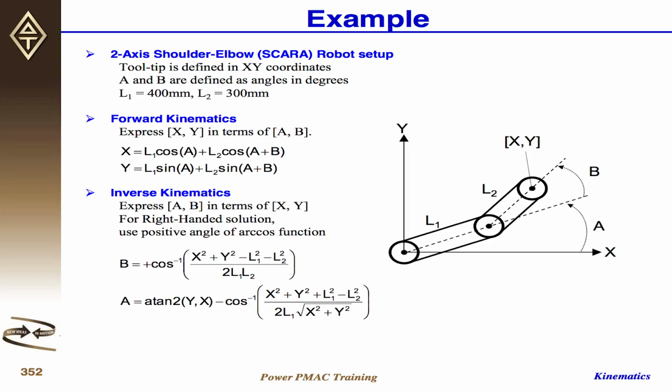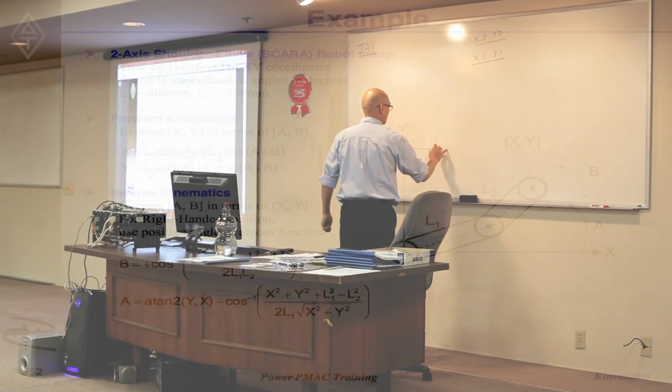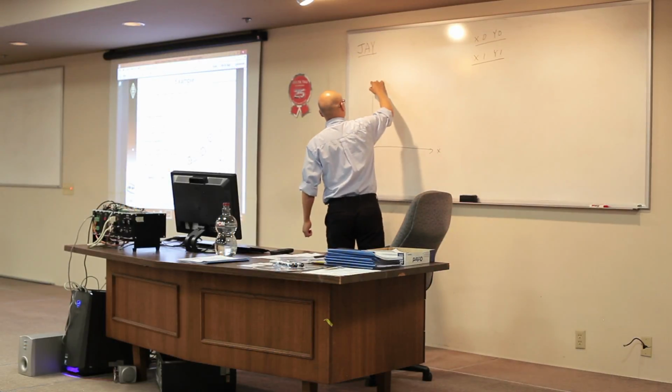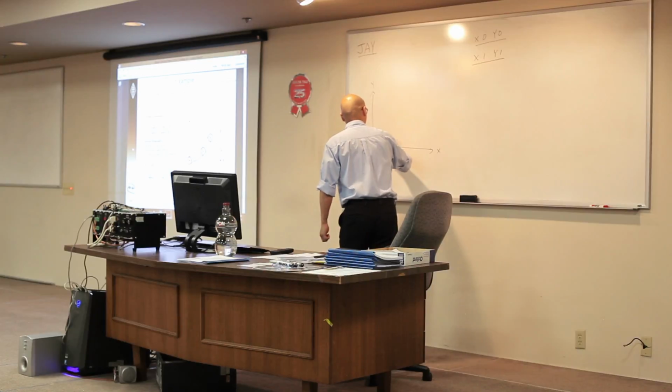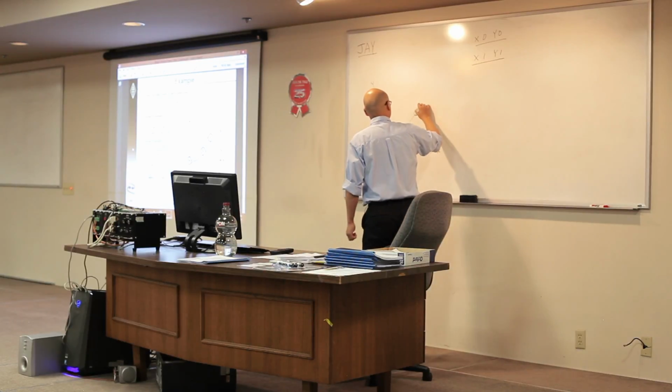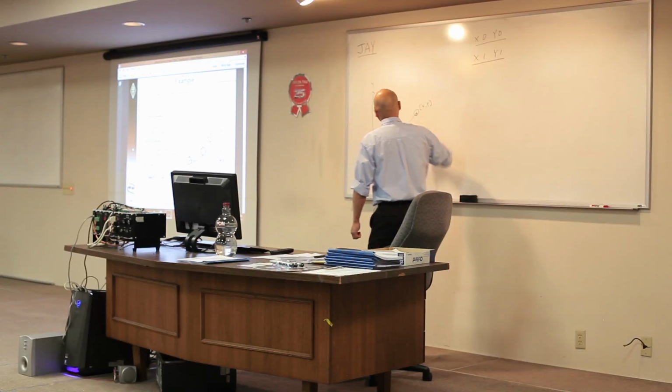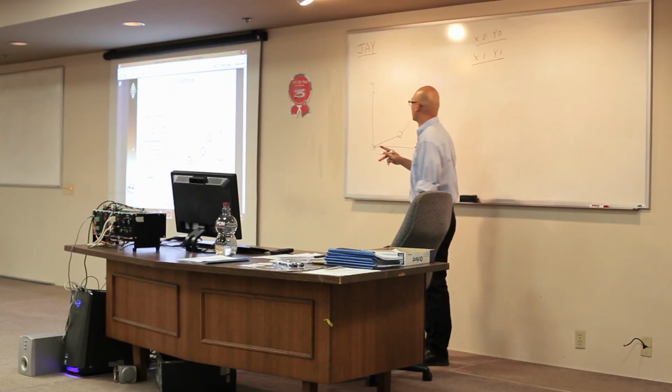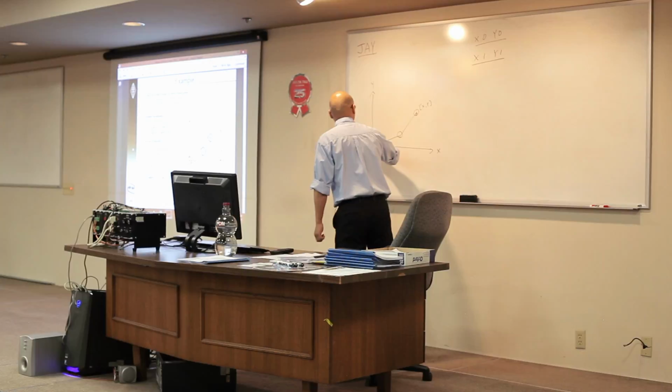There are two solutions for those inverse kinematics. For a specific position, this is the y-axis. For a specific position x and y, you will have two solutions. One is this, the other one is this.